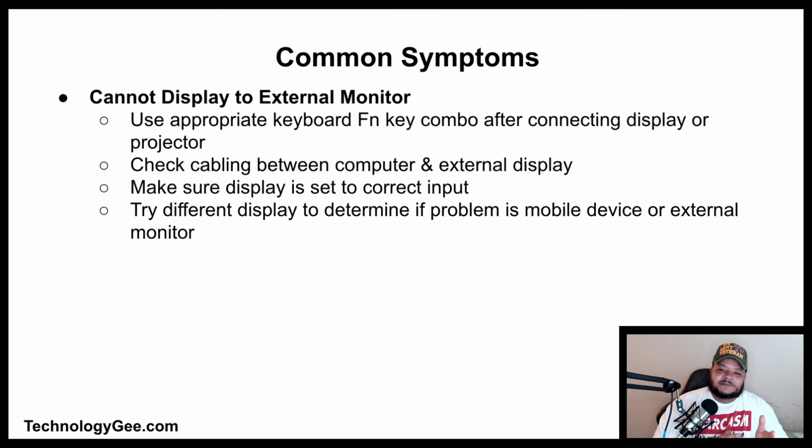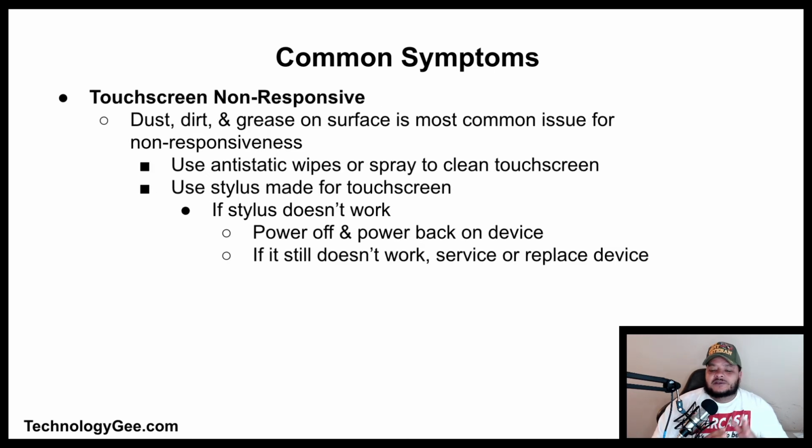What if you cannot display to an external monitor? So to fix issues with displaying to an external monitor, you need to use the appropriate keyboard function key combination after connecting the display or projector. You need to check the cabling between the computer and the external display. You need to make sure that the display is set to the correct input. And then you need to try different displays to determine if the problem is the mobile device or the actual external monitor.